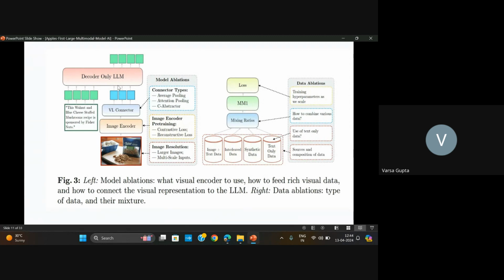And interleaved data is basically an image with diverse text related to the image, which may be less relevant to the image. The next is synthetic data, which is artificially generated data, and then the text-only data. So these various types of data were used in different mixtures to pretrain the MM1 model. And for the loss, they trained the hyperparameter to scale it further.